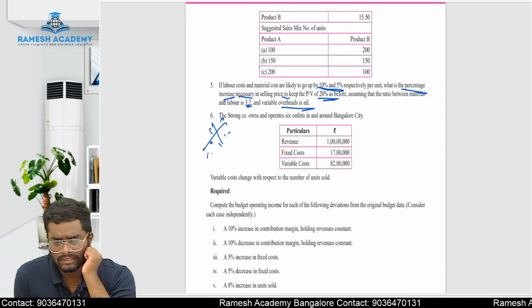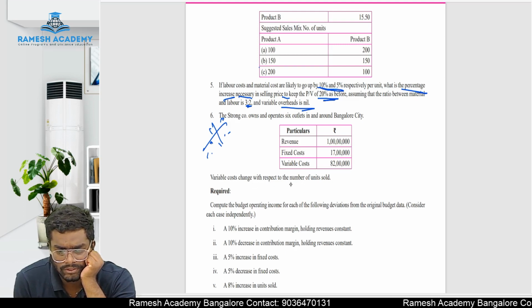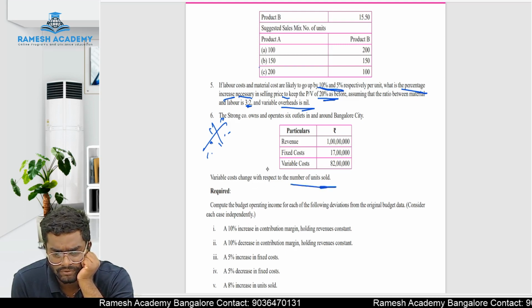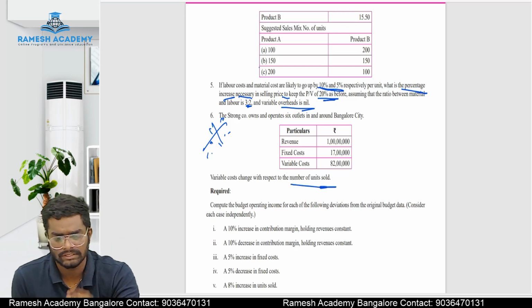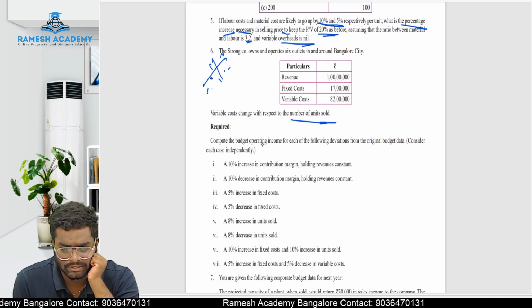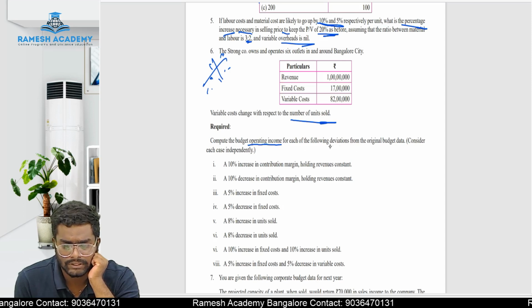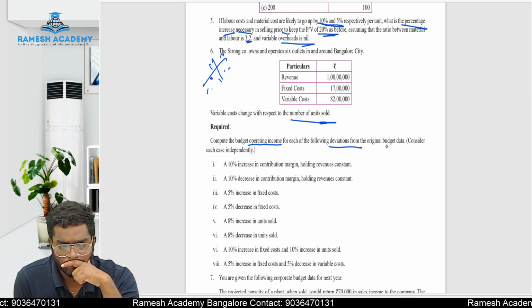See, they have given revenue 1 crore, fixed cost 17 lakh and variable cost 82 lakh. Variable costs change with respect to the number of units sold. Please be careful. Which means if you're selling more units, variable cost also will change automatically. That is the thing. Now, compute the budgeted operating income for each of the following deviations. So we have to calculate the operating income from the original budget.